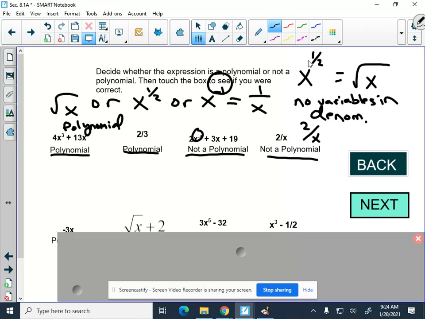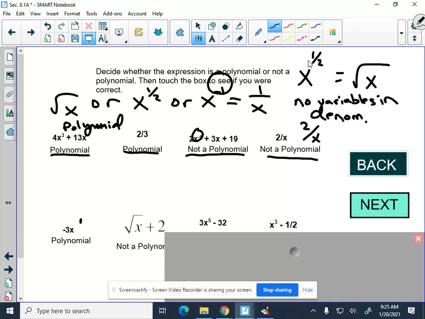So this one, polynomial. The x is to the 1st power, and then the negative 3. If that threw you off, I thought you said no negatives. Numbers can be negatives, exponents can't. The exponent is a 1, it's fine. This one, no square roots, so that one's not.